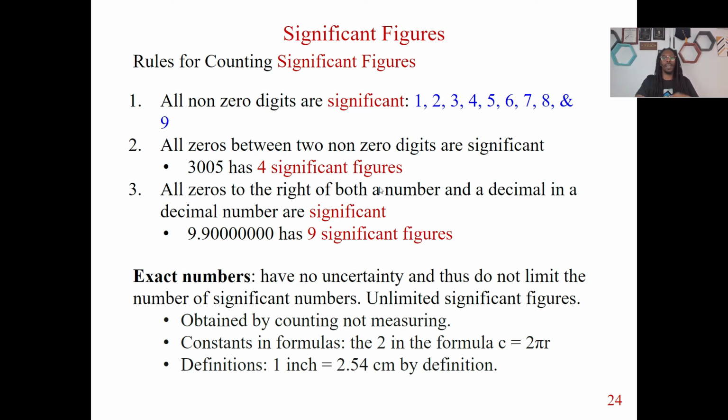So it's towards the right of not only a number, but a decimal. If you look at this example here, 9.900000000, because of this, it's going to have 9 significant figures. Let's talk about why it has 9 significant figures.